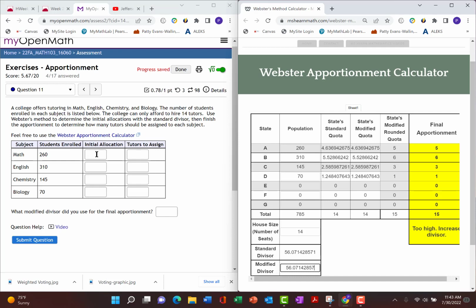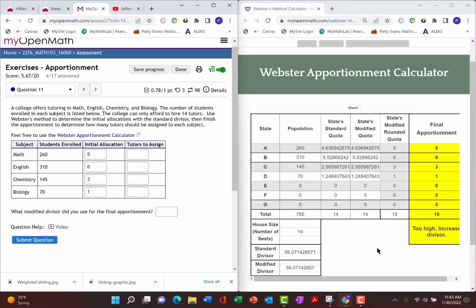So let's put that in for the initial allocation. So we have 5, 6, 3, and 1. All right. So now it's too high, so we need to increase the divisor.